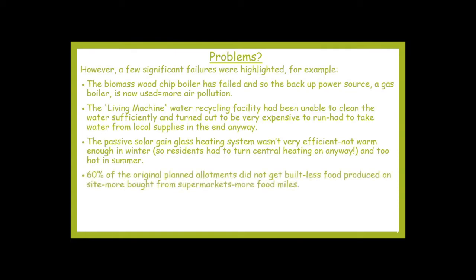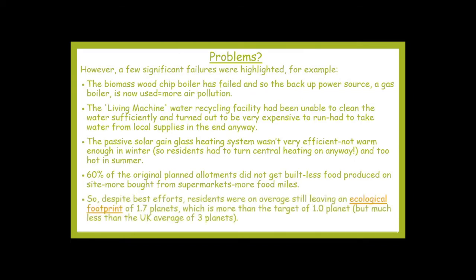60% of the original planned allotments didn't get built. So like I was saying about reducing food miles, they'd hoped to build more allotments over the road to encourage people to grow more of their own produce. But it didn't come to fruition. So that meant that less food was being produced on site, more was being bought from supermarkets, which added to food miles. So despite the best efforts, now we're going to look at ecological footprint later on.